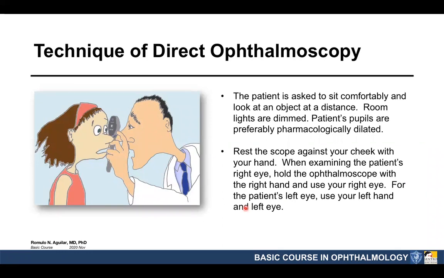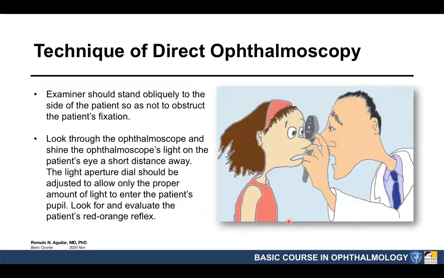You now rest the ophthalmoscope against her cheek, holding it with the right hand. If you're examining the patient's right eye, then you use your right eye. If you're examining the patient's left eye, you use your left hand and your left eye. So it's right, right, right, left, left, left. Stand obliquely to the side because you do not like to cover the fixation of the patient.